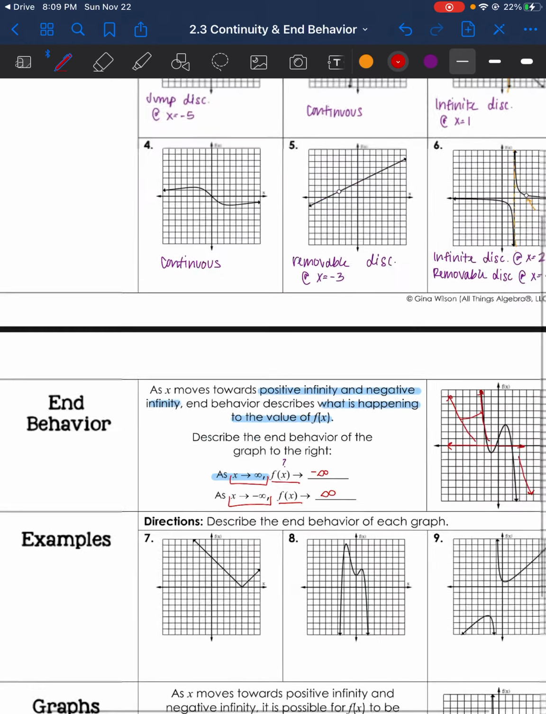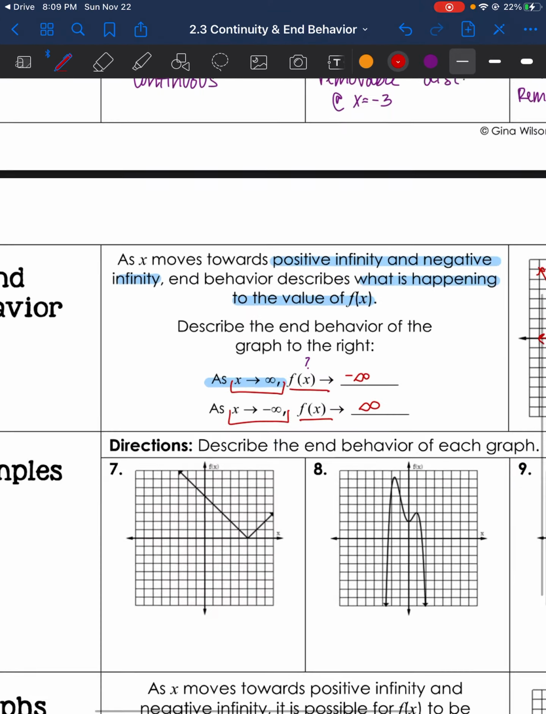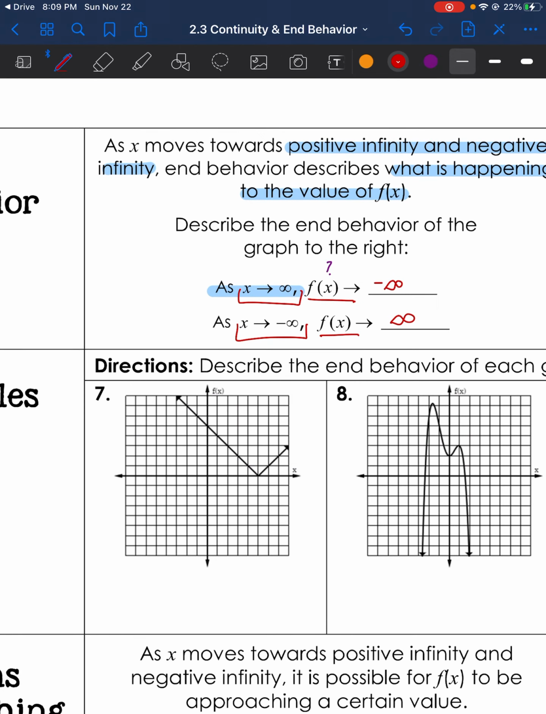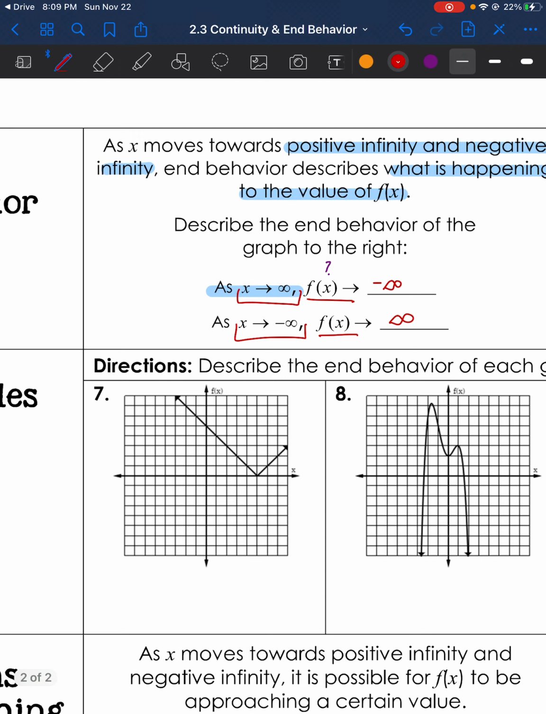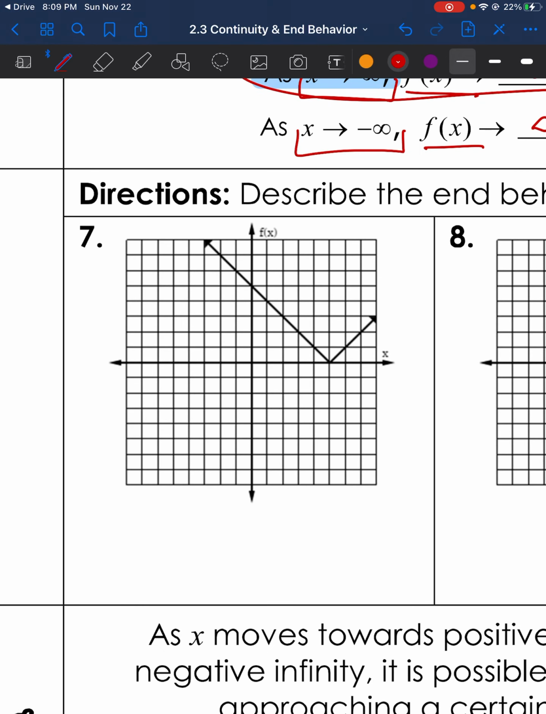Okay, so let's look at the end behavior of these graphs here. Describe the end behavior of each graph. The way that we write these, they're always going to be in statements like right here. So we should always start with, and I should switch back to purple, as x approaches, I always like to start from the left.